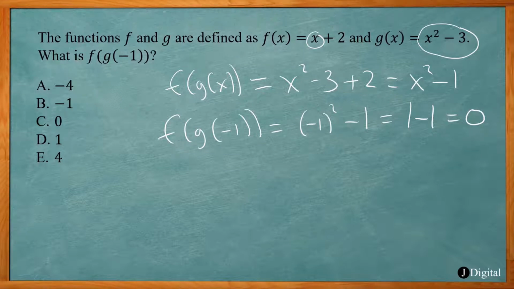So those are two different ways how to do it. Find g of negative 1, plug it into the g of x function, take that result and plug it into the f of x function. Or just find the composite function first, and then plug in negative 1 for x.